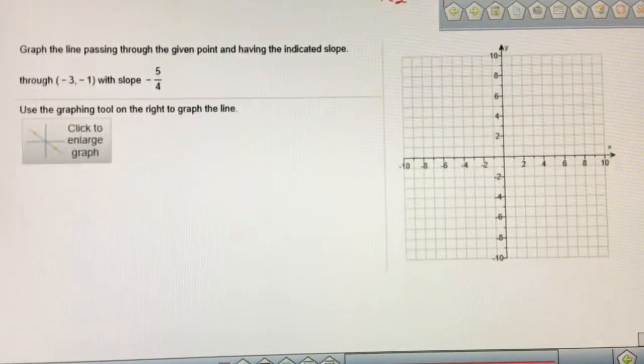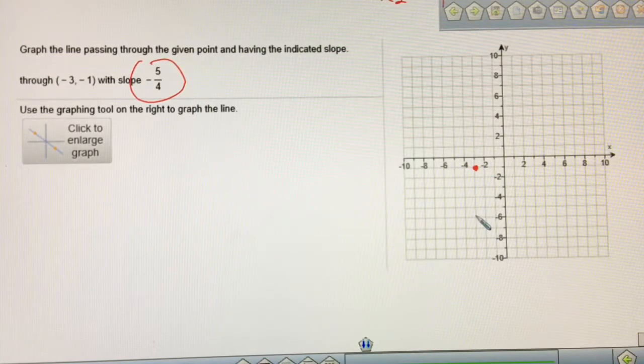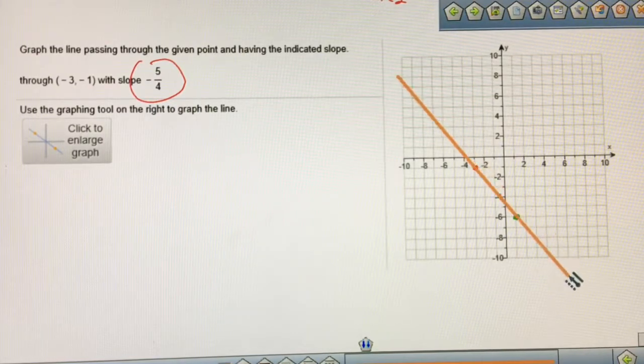The next question is a graphing question. I go over to negative 3, negative 1, I place my dot, and then the slope is down 5 from that dot. I'm going to use a different color. I go down 1, 2, 3, 4, 5, over 1, 2, 3, 4, and then I rely on the computer program to draw the line for me.